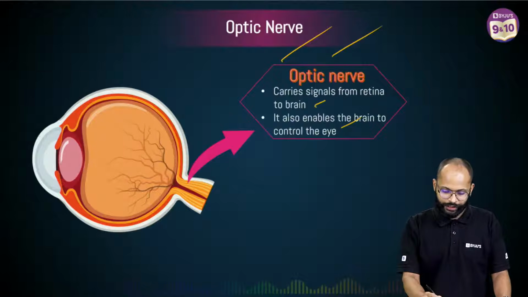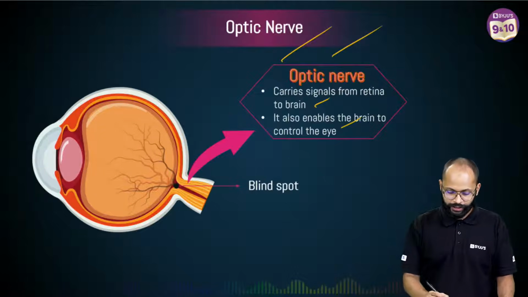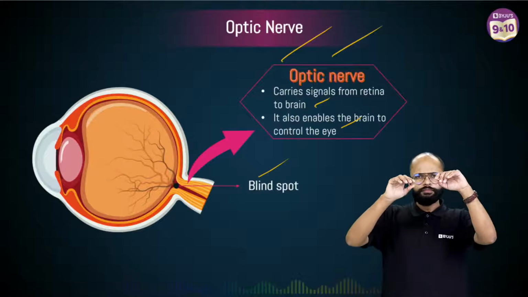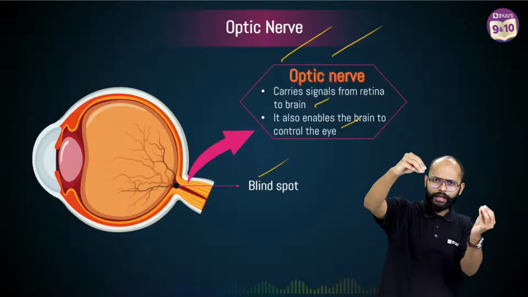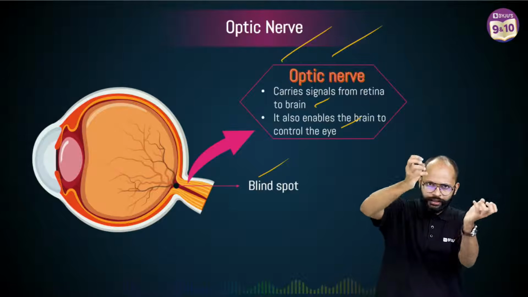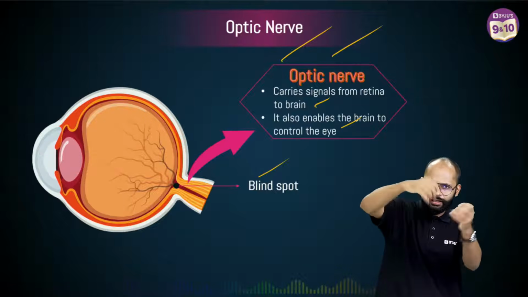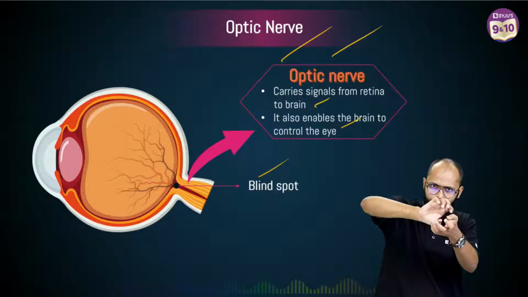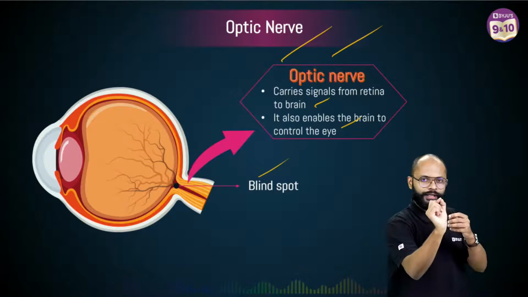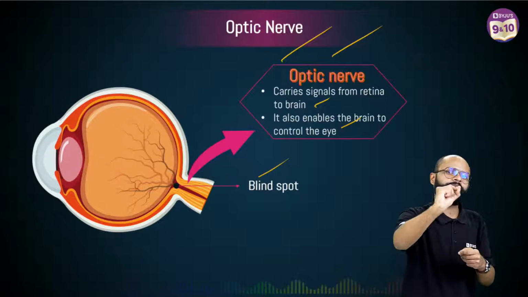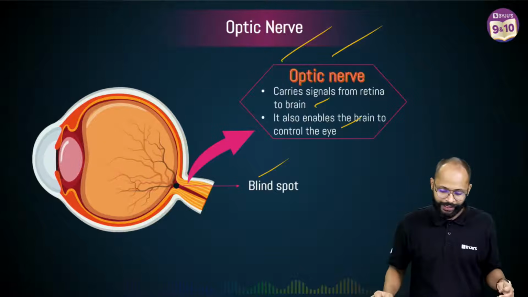Yes, alright. So, it carries signals from retina to brain. Now, just understand it like this. There is a point where all these bundles of nerves come, make up a bigger bundle, and just go to the brain. At this point, there are no photoreceptive cells. That is what we call the blind spot.